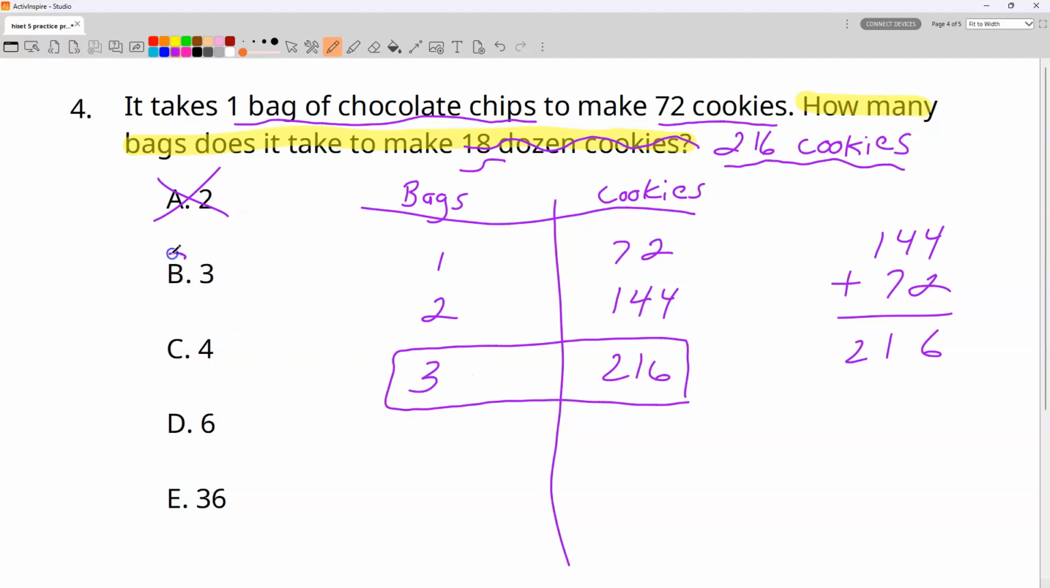It takes 3 bags. So again, each time you add a bag of chocolate chips, the number of cookies you make increases by 72. So I was just adding: 72 plus 72 is 144, and 144 plus 72 is 216. And that's why B is my answer. 3 bags make 216 cookies. And I move on to the next question.